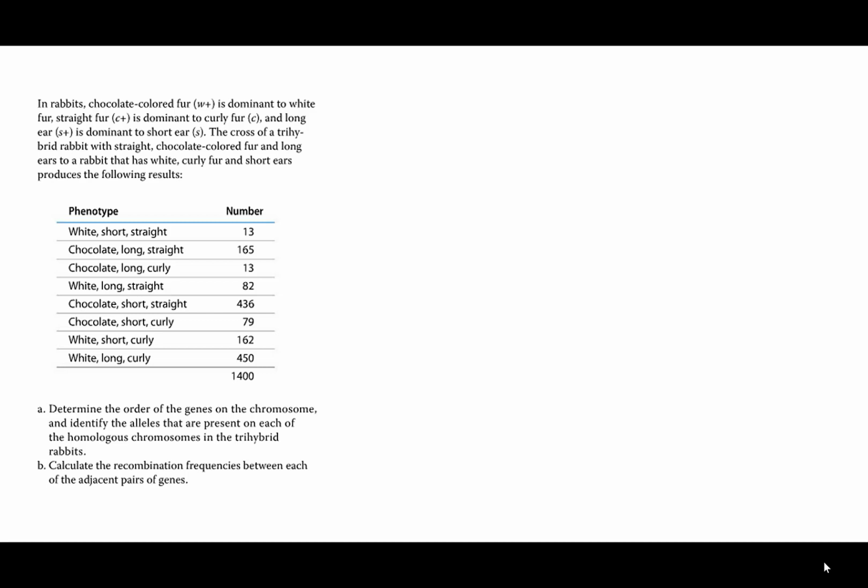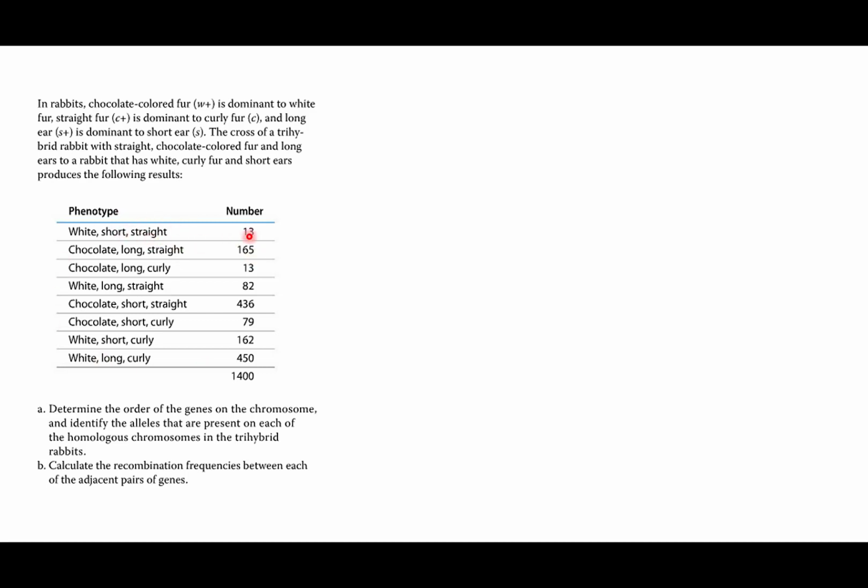So here's an example of a genetic linkage word problem. It says, in rabbits, chocolate colored fur is dominant to white fur, straight fur is dominant to curly fur, and long ears is dominant to short ears. The cross of a tri-hybrid rabbit with straight chocolate colored fur and long ears to a rabbit that has white curly fur and short ears produces the following results. And here we see those results, right?